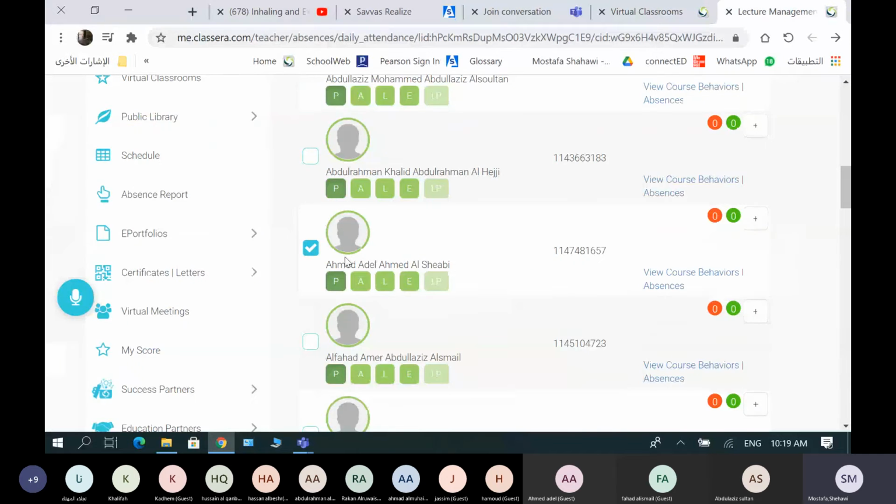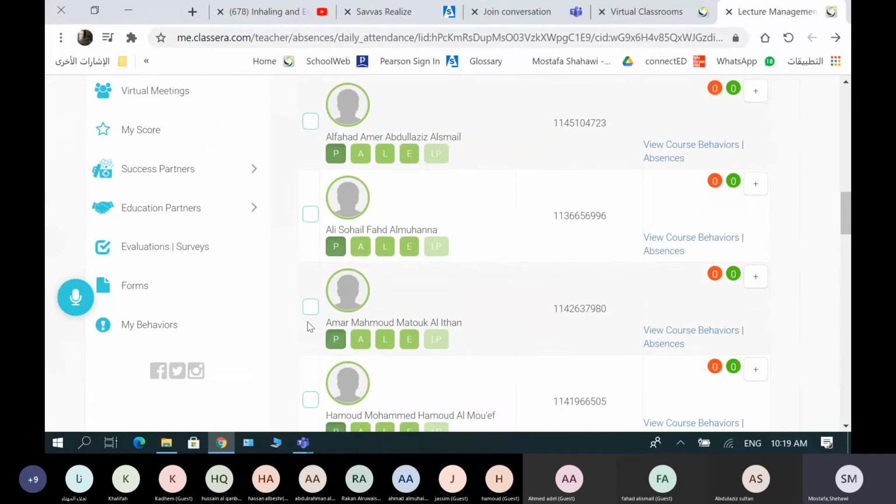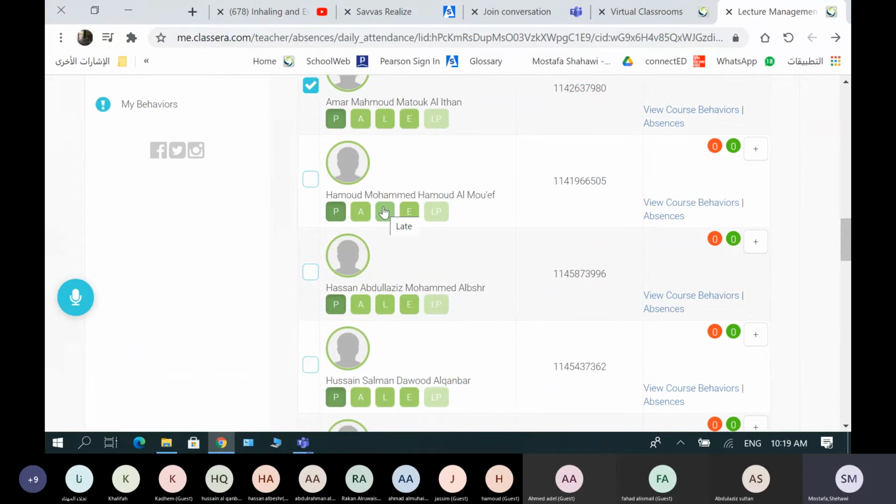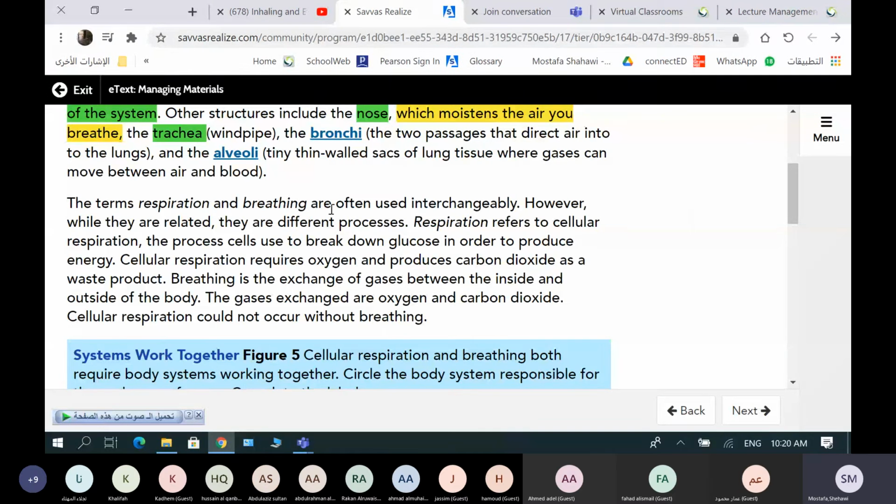Let's pick another one to read. Ammar, Laythan. Yes, Mr. Okay, Ammar, read this part.